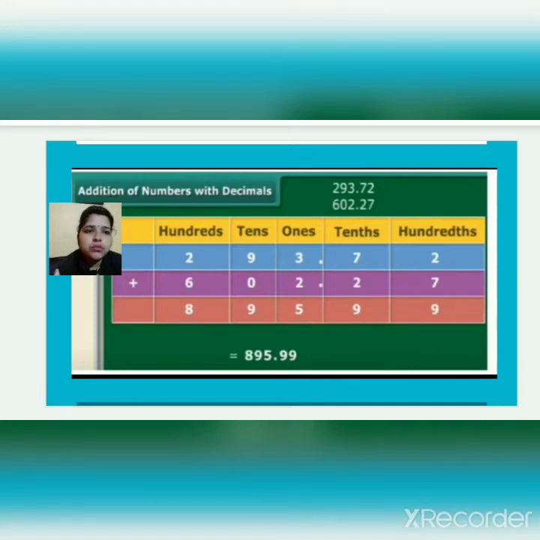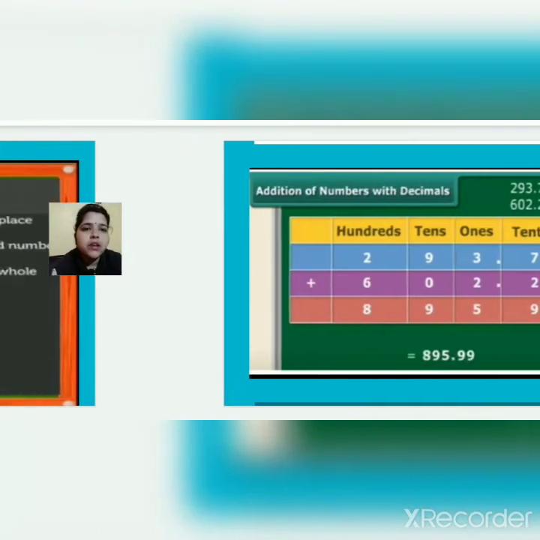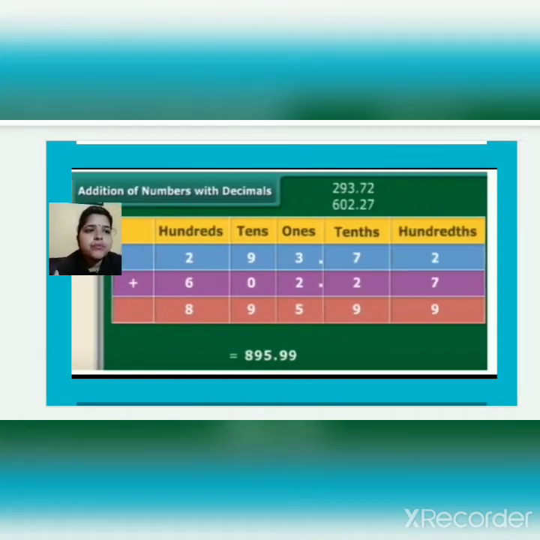In the same way for the other number, and we are going to add both the numbers. After adding both the numbers, we will get 85.99. So I hope this is clear to you.